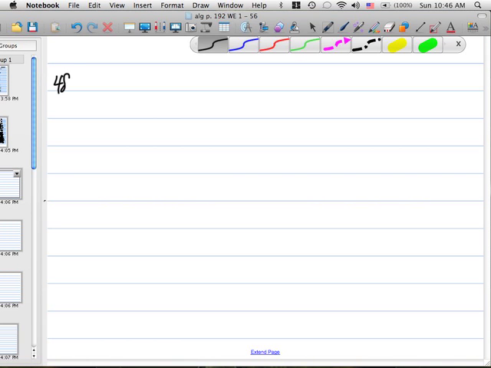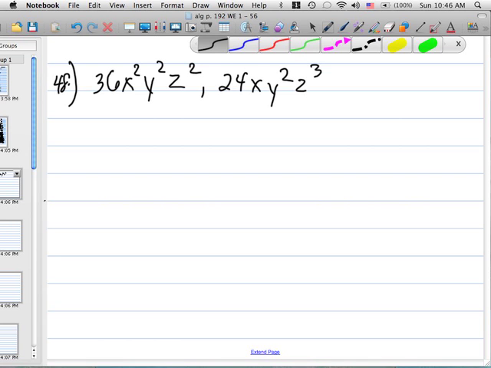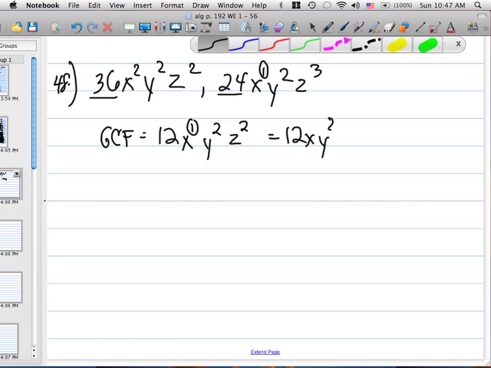The next set of problems, we are to find the greatest common factor. So we have 36x squared y squared z squared, and 24xy squared z cubed. So the 24 and the 36, the greatest common factor. This is 3 times 12, and this is 2 times 12, so it's 12. And they both have an x, and we choose the smallest power, so it's x to the first. They both have a y, and the smallest power is 2. And z is in both, so we should put the z down, and the smallest power is to the second. So our answer is 12xy squared z squared.